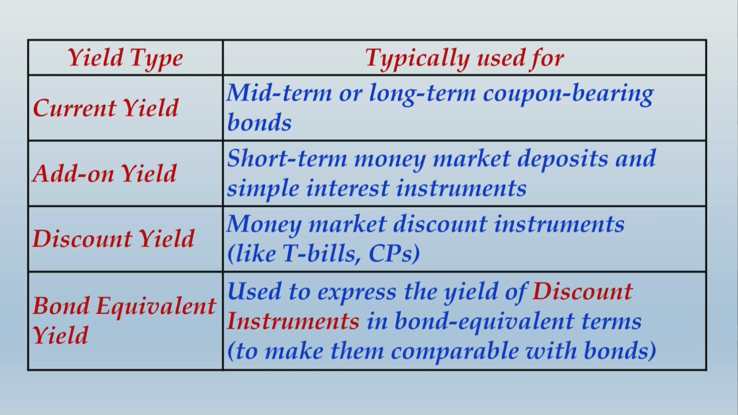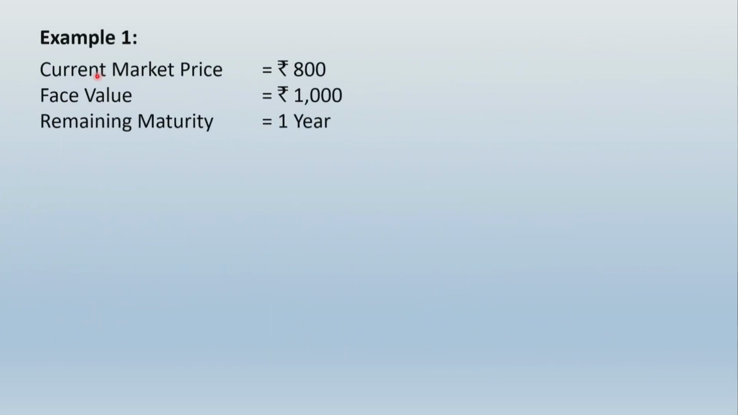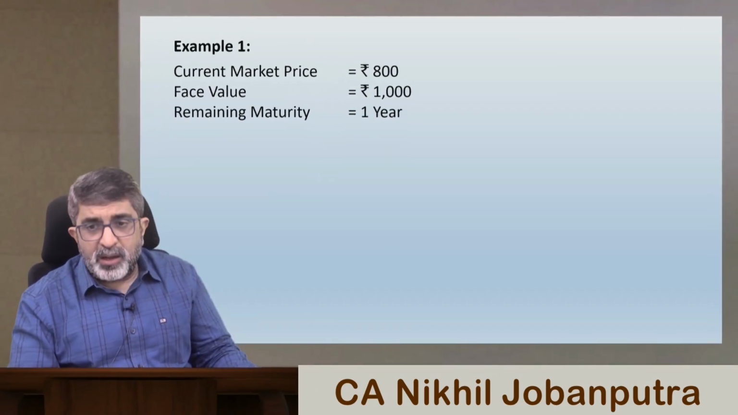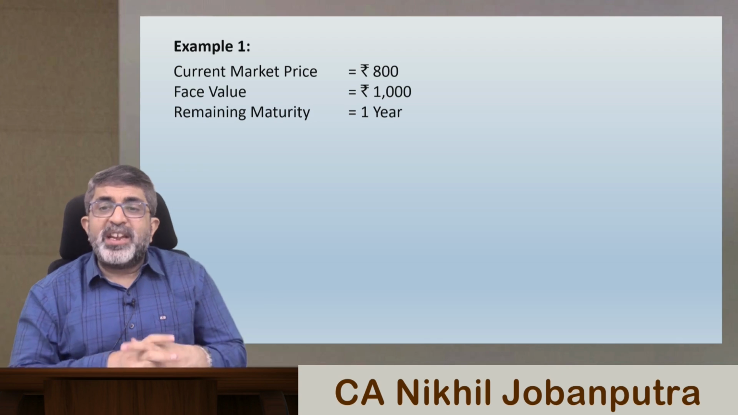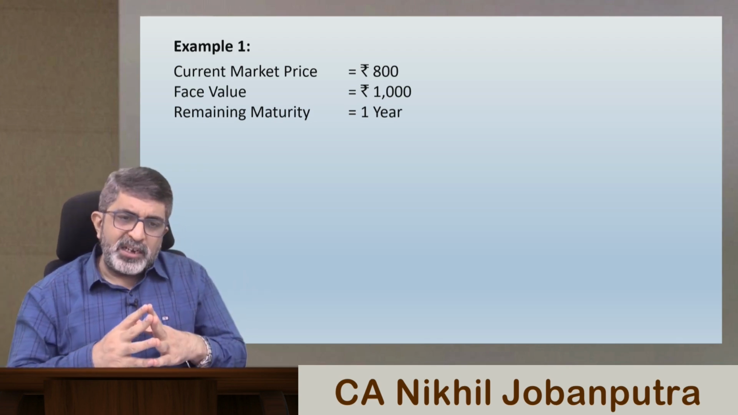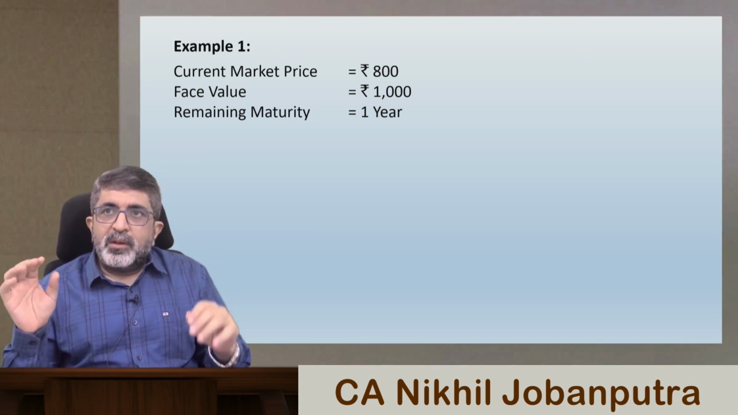Alright friends, once you have written this, let us start dealing with examples. The first example in this sequence: current market price is rupees 800, face value is rupees 1000, remaining maturity is 1 year. Now this is the basic data given to you, and if I ask you to compute the discount yield of this instrument or the bond equivalent yield of this instrument, how logically will you compute it?